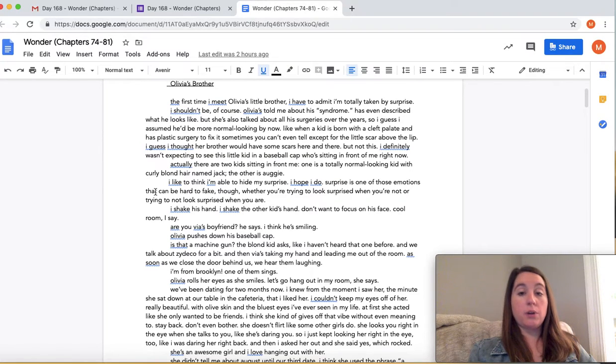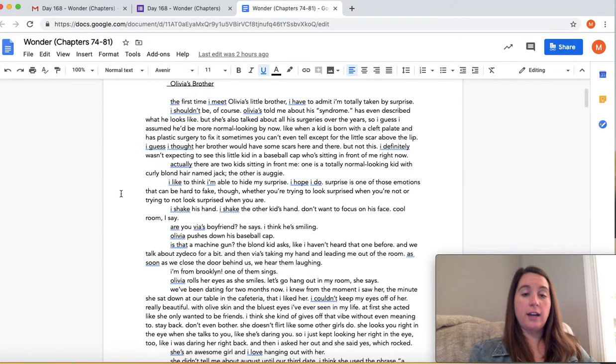Like when a kid is born with a cleft palate and has a plastic surgery to fix it, sometimes you can't tell except for the little scar above the lip. I guess I thought her brother would have some scars here and there, but not this. I definitely wasn't expecting to see this little kid in a baseball cap who's sitting right in front of me now. Actually, there are 2 kids sitting in front of me. One is totally normal looking kid with curly blonde hair, named Jack. The other is Augie. I like to think I'm able to hide my surprise. I hope I do. Surprise is one of those emotions that can be hard to fake.